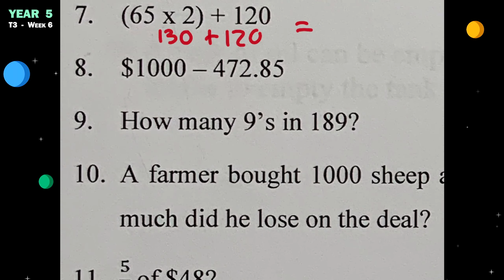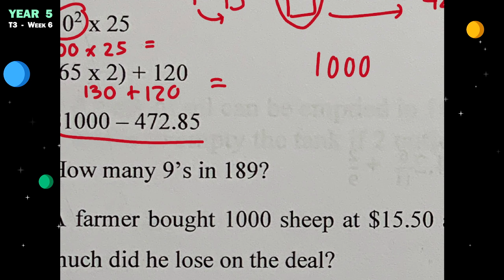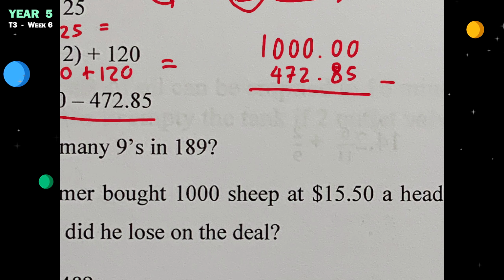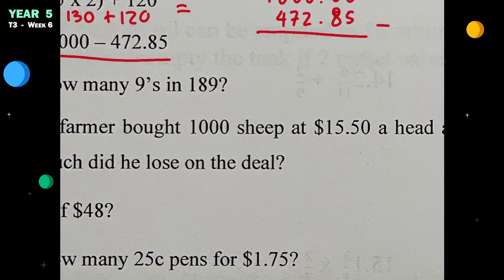Next one is a subtraction. So you're going to do 1000 minus 472.85. Obviously there's a decimal there, and if there's nothing there, put a 0. Now you can subtract it easily. Now next one says how many 9s are in 189. We'll just do division. 189 divided by 9 and get the answer.